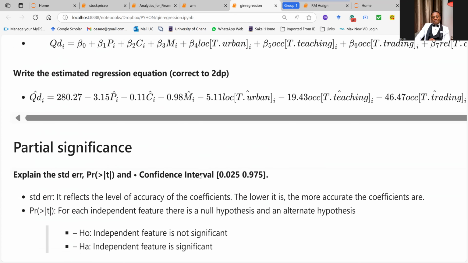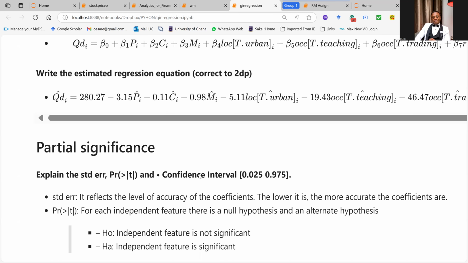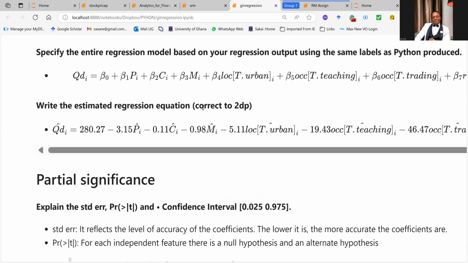The next one is to determine the partial significance. Okay. Now, what do we mean by that? Well, if you look at the above equation, each one of these independent variables, price, complement price, are all trying to influence the dependent variable. The dependent variable there is quantity demanded of gem bitters. Every one of these on the right-hand side is trying to influence it. The question is by how much? And even if they are influencing it, is it significant?